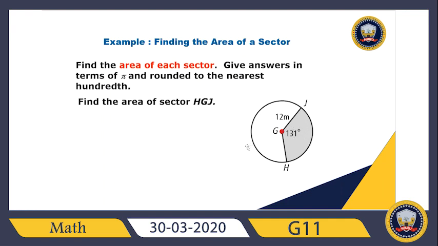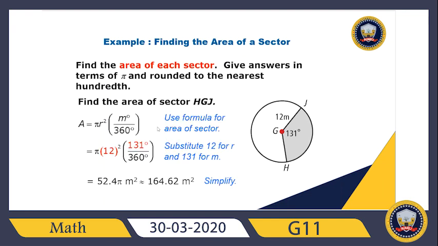So how to solve this? First of all, the area of a sector equals, we use the formula πr squared times m over 360. So R in this case is 12, so instead of R we have 12 squared, times 131 over 360. It's asking me to keep π because we don't have to calculate π, it's up to you guys. So you have to find the area of this sector.